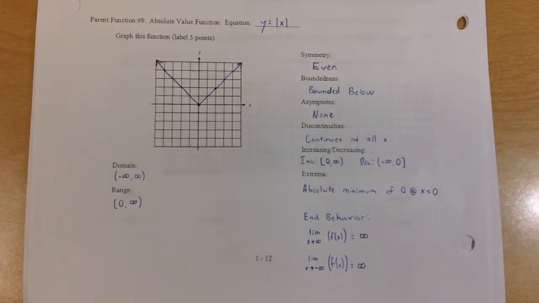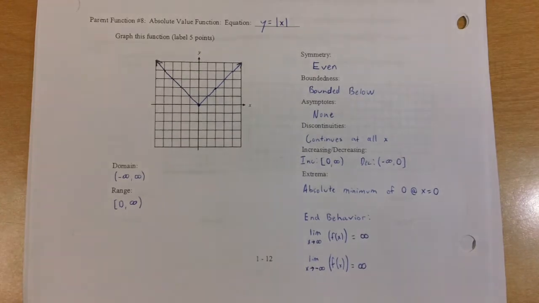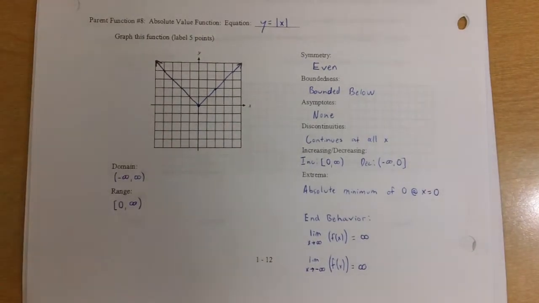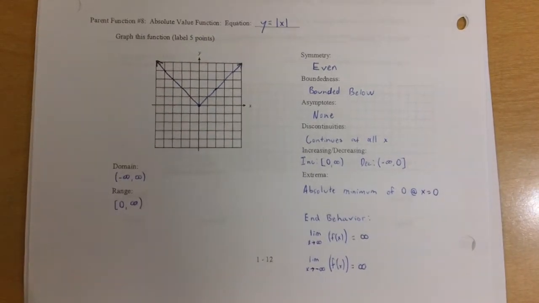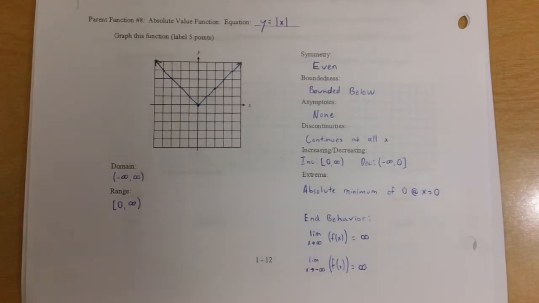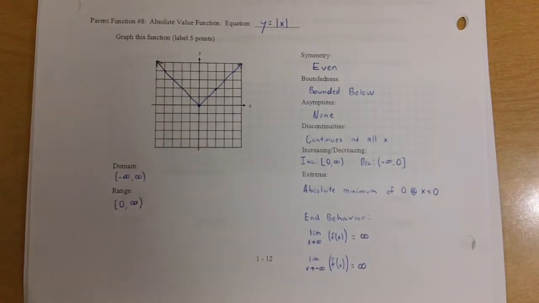For the absolute value equation, the parent function is y equals absolute value of x. The domain of this function is negative infinity to infinity. The range of this function starts at 0 and goes to infinity. The extrema for y equals absolute value of x is an absolute min of 0 at x equals 0. It is increasing from 0 to infinity and decreasing from negative infinity to 0.